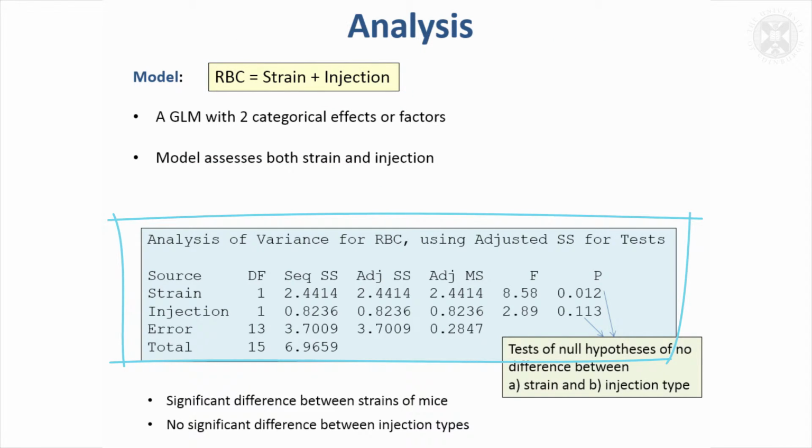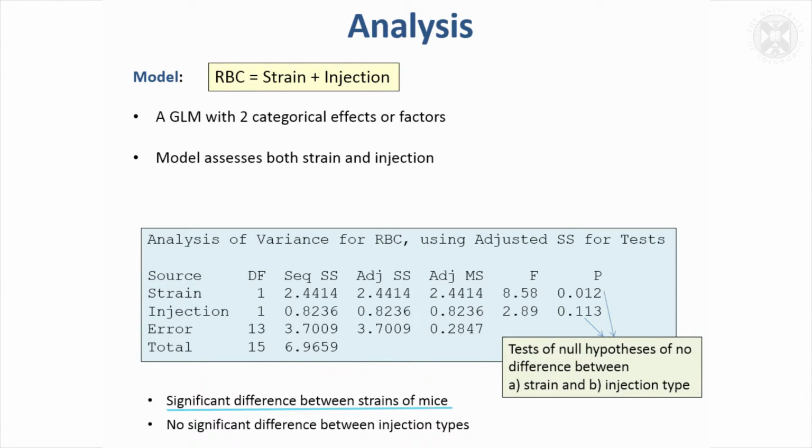This is the output, I think, from Minitab. Whereas before we just had one row that we were interested in, we've now got 2 rows: one gives us a significance test to compare the strains, and the second gives us a significance test p-value to compare the different injections. So we find there's a significant difference between the strains of mice in red blood cell count, but that might not be particularly interesting to us. We're not really studying that. We're studying the effect of the injection.